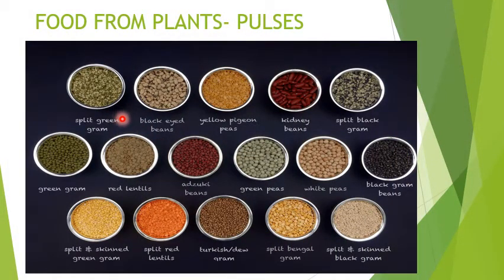Now we get different kinds of pulses from plants. So these are all the examples of pulses. See, this is a split green gram. Next, this one black-eyed beans. Here, this is yellow pigeon peas. These are kidney beans. Okay. Next, split black gram. Here you have green gram, red lentils. Next, green peas, white peas. And here split red lentils and split Bengal gram. All these are the different kinds of pulses which we get from plants and you use in your food.